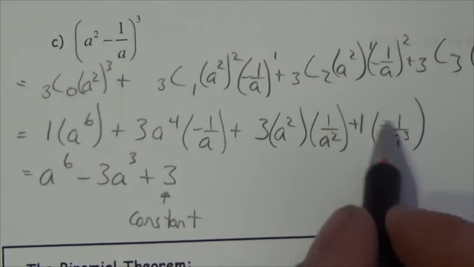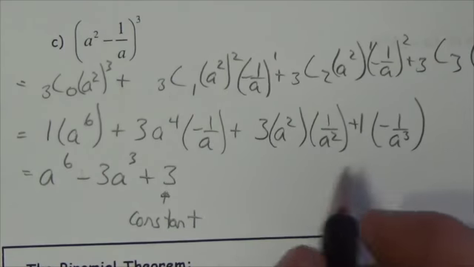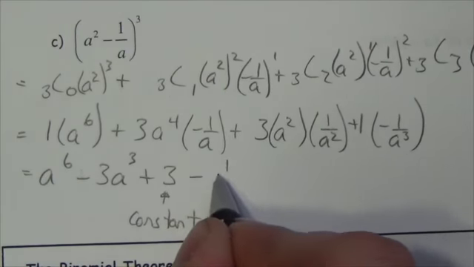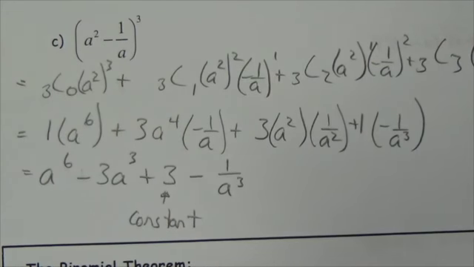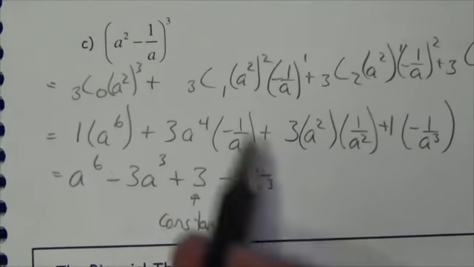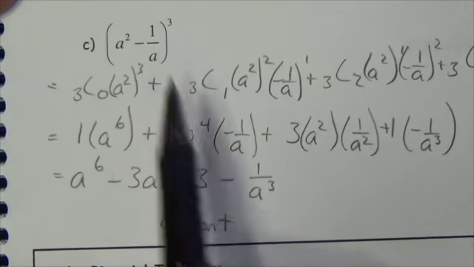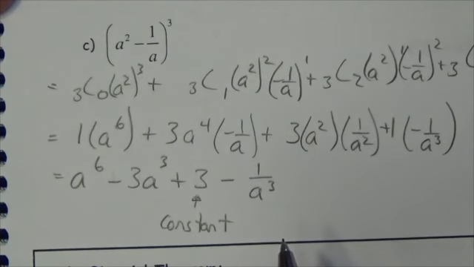And then at the end here, there's nothing to cancel out with the a cubed in the denominator, so this simply becomes negative 1 over a cubed when you expand that out. So there's my overall expansion of a squared minus 1 over a, all cubed.